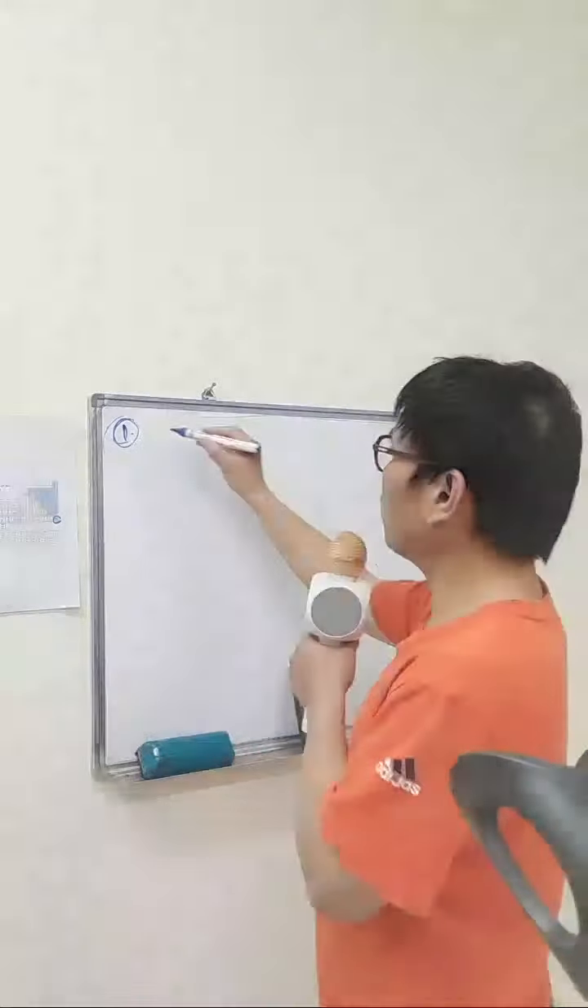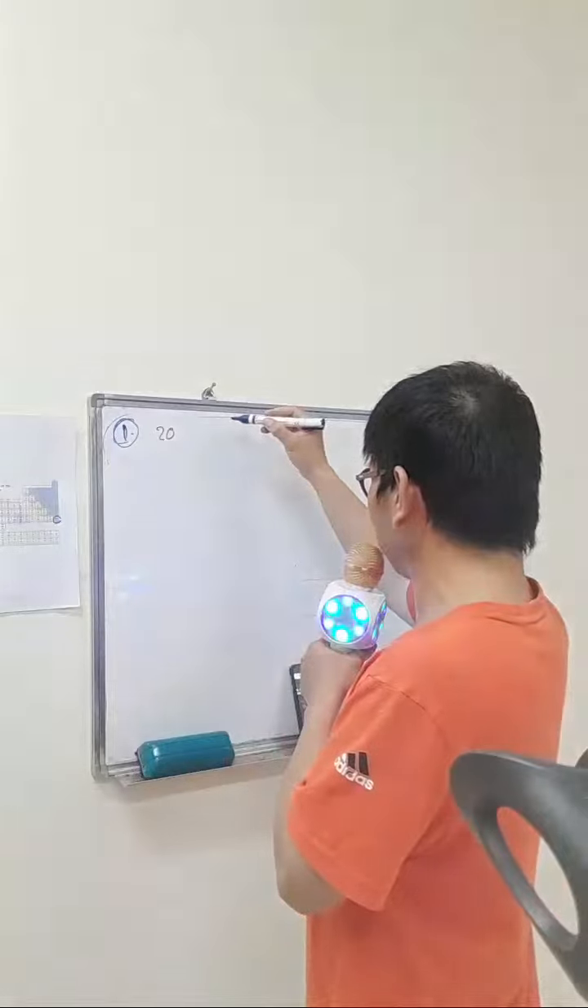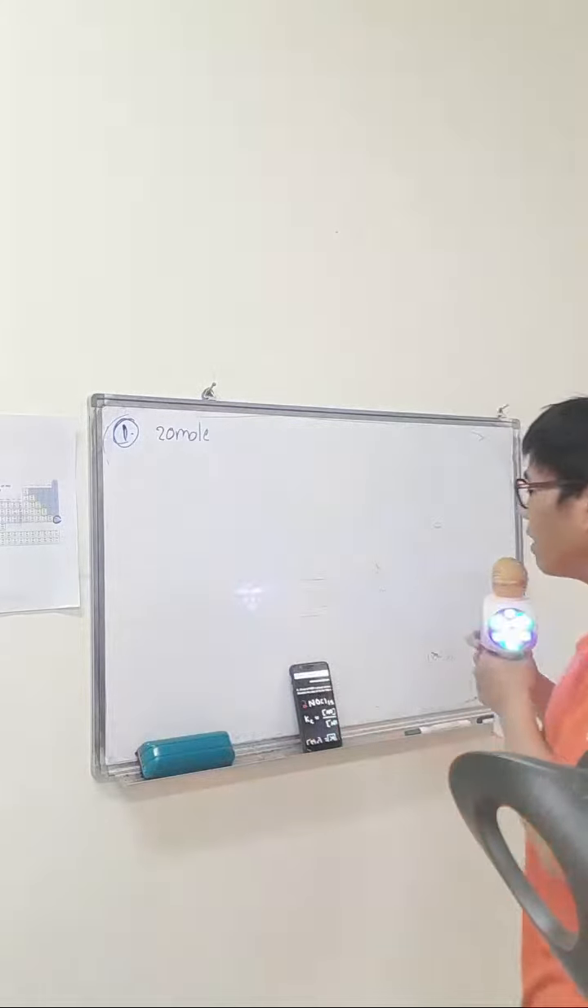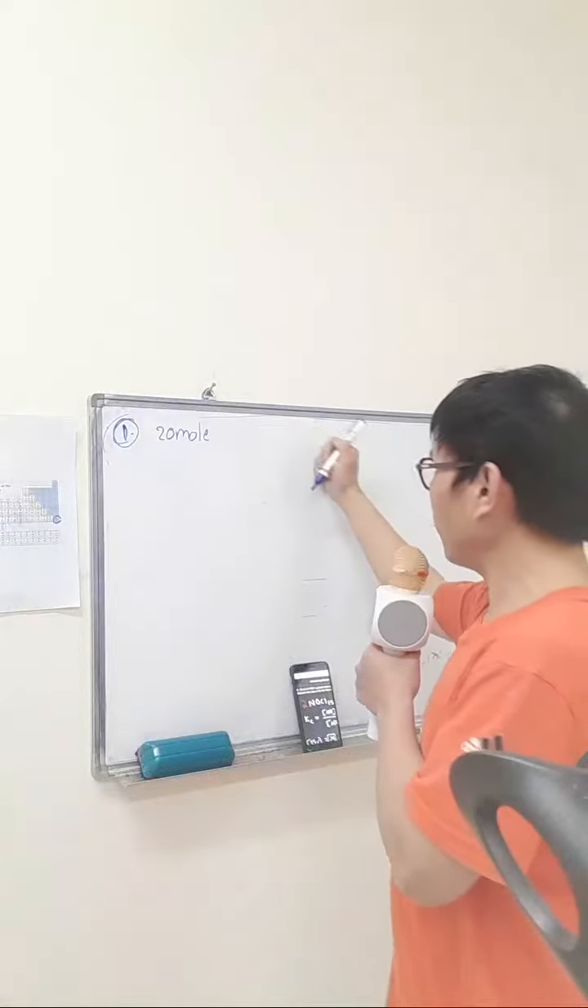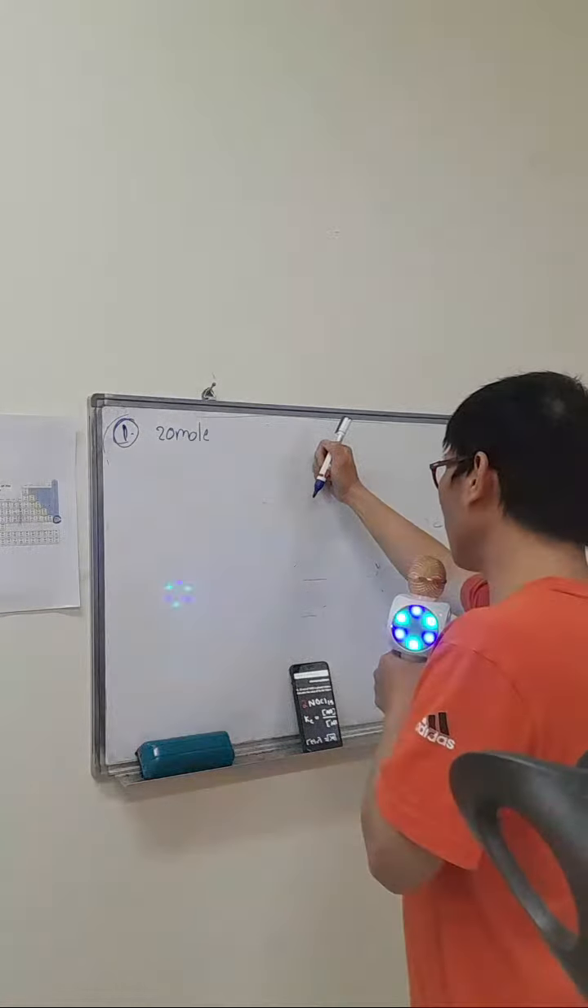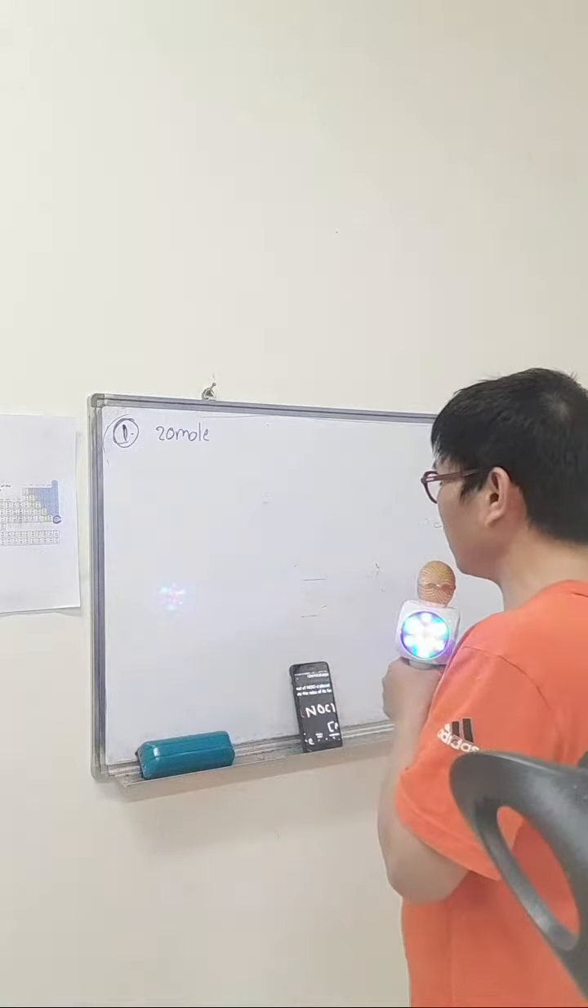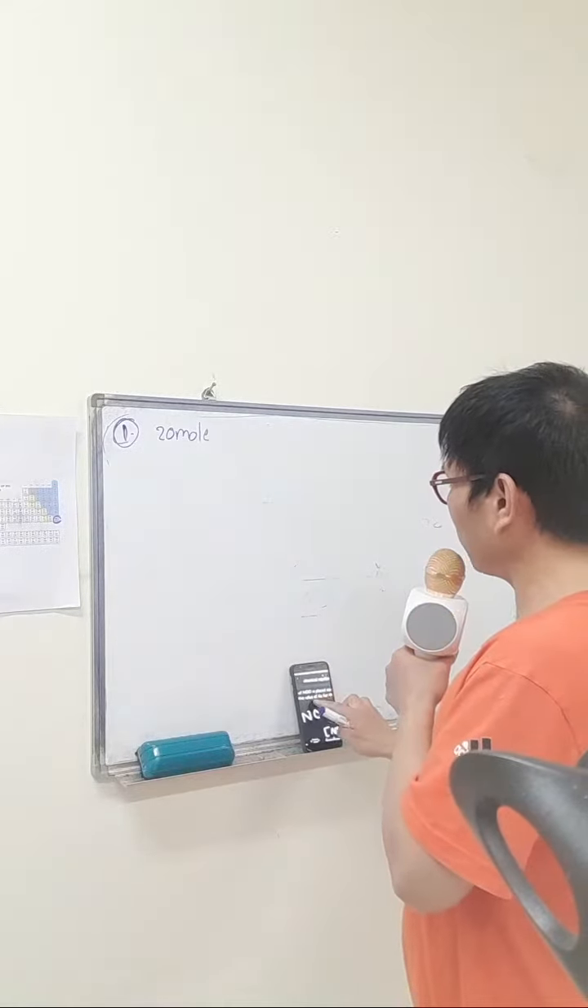Okay, number one. 20 moles of NOCl. Let me review that. NOCl, I think it's nitrosyl chloride, or oxychloride. I think so. Okay, whatever, it's included.